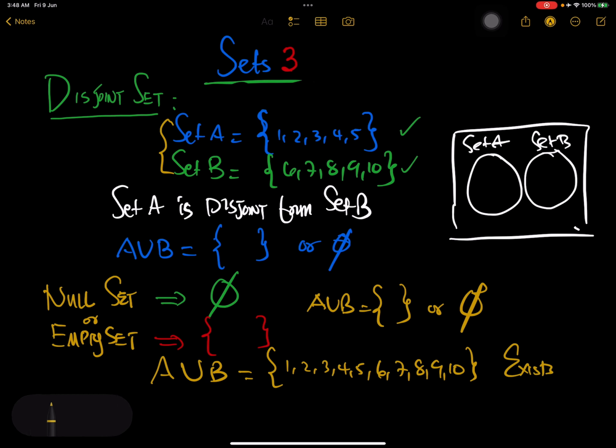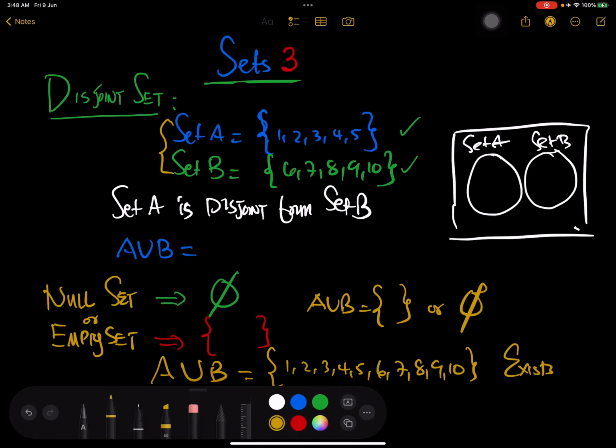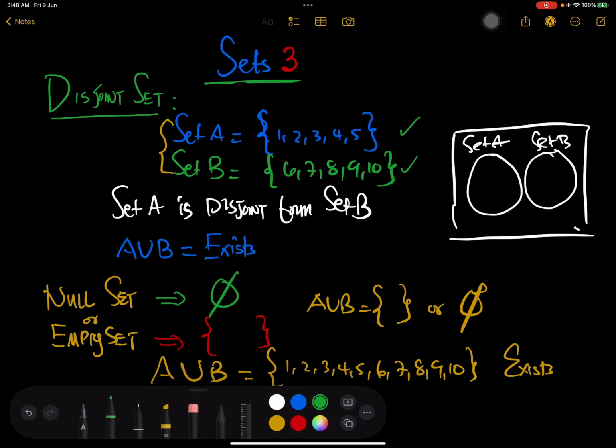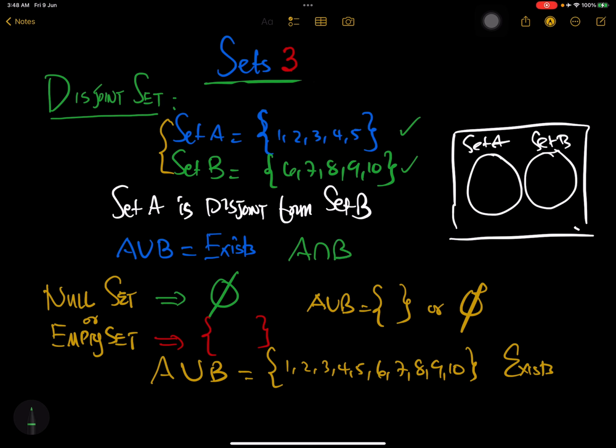Pardon me for the confusion. A union B exists. Joining those two sets together that are disjoint, it exists. However, what doesn't exist is A intersection B. Is that a null or empty? If we look at A intersection B, there's no commonality. 1 is not in set B, 2 is not there, 3 is not in set B, 4 is not in set B, 5 is also not there. There's nothing common, it's empty.